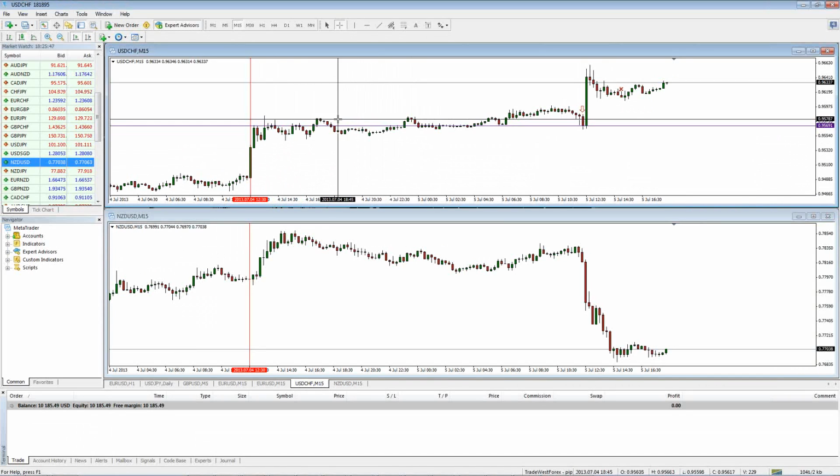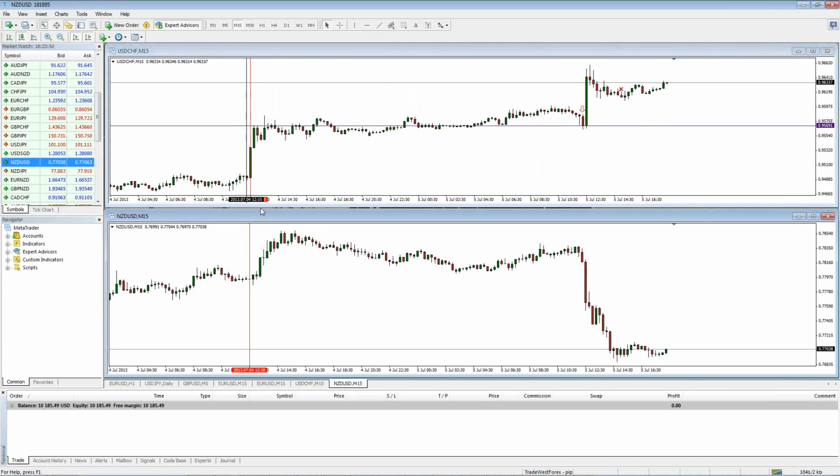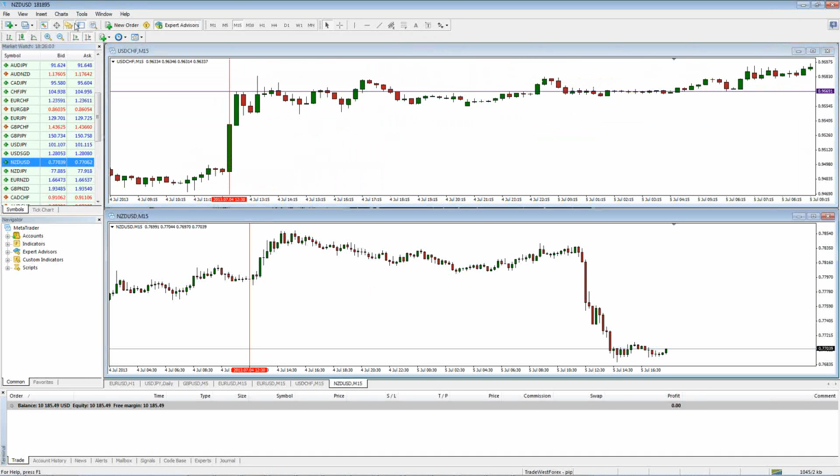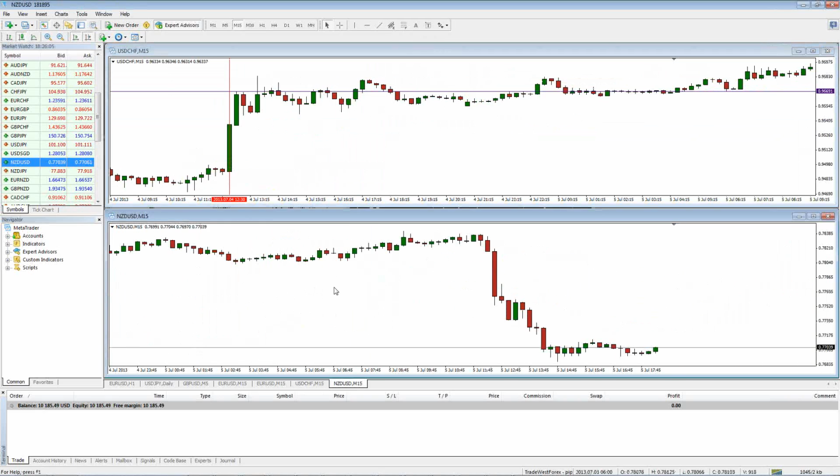Oh, I must have been saying euro dollar. Okay. Yeah, I meant New Zealand dollar and up here U.S. franc. I might have said the wrong pair. Okay, so there are many different scenarios in this little snapshot here. Maybe I should have zoomed in a little bit too, if you guys can't see it very well.